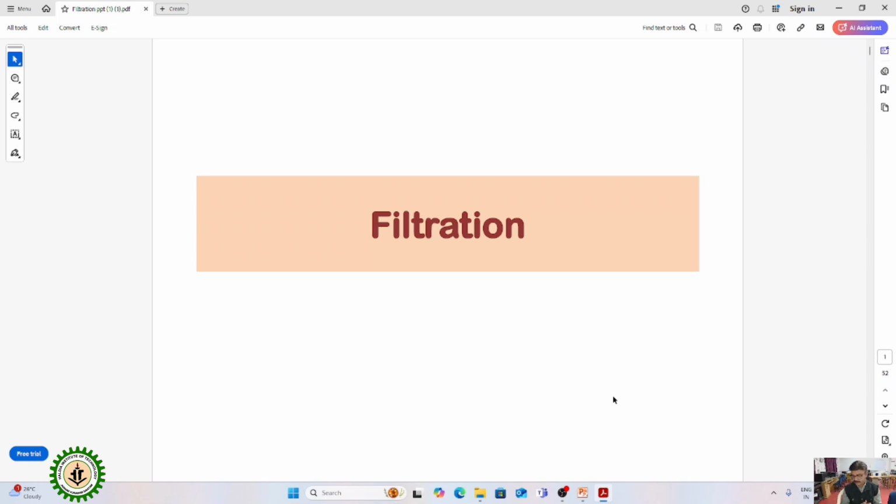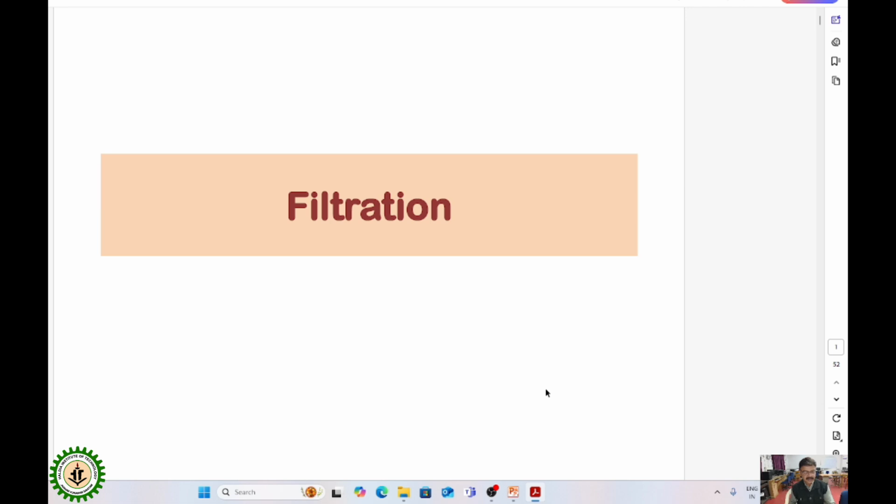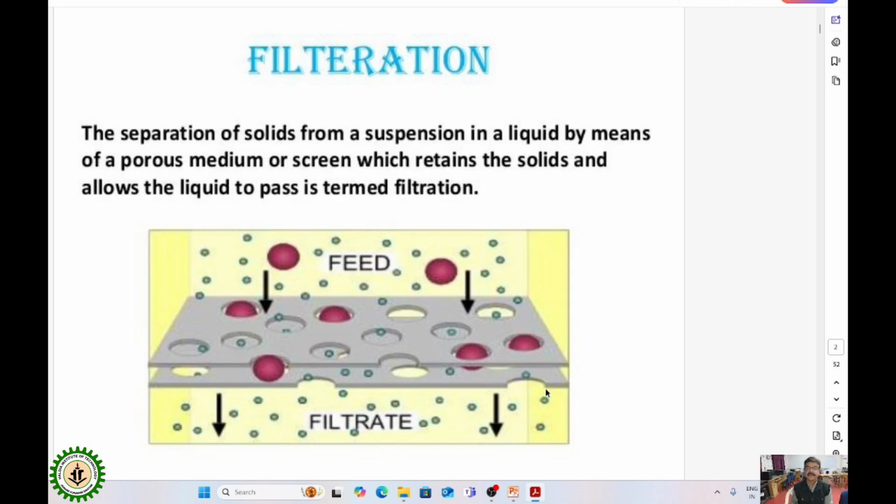Good morning. Our today's topic is filtration. Actually, we will discuss the principles of different filtration units which are used popularly in chemical process industries. Filtration is mainly separation of solids and liquids from the suspension.